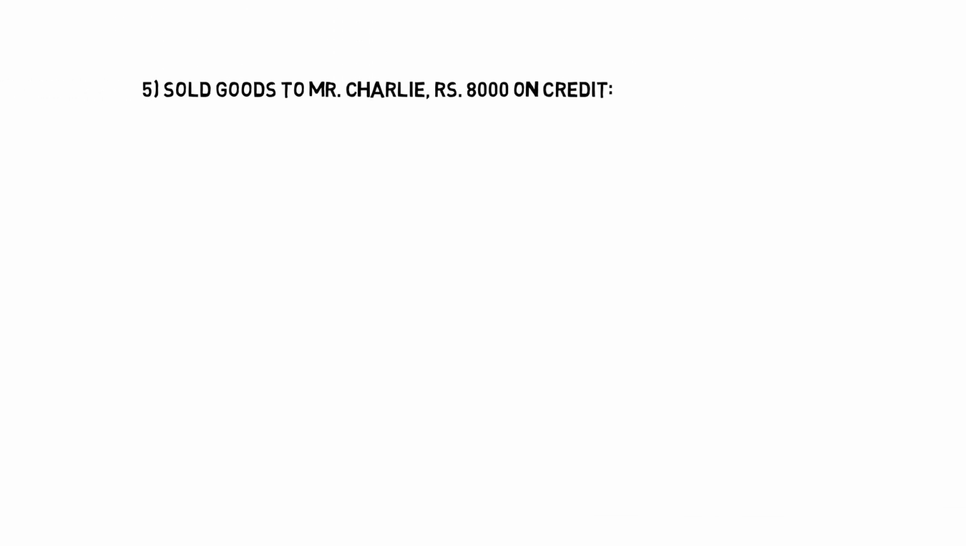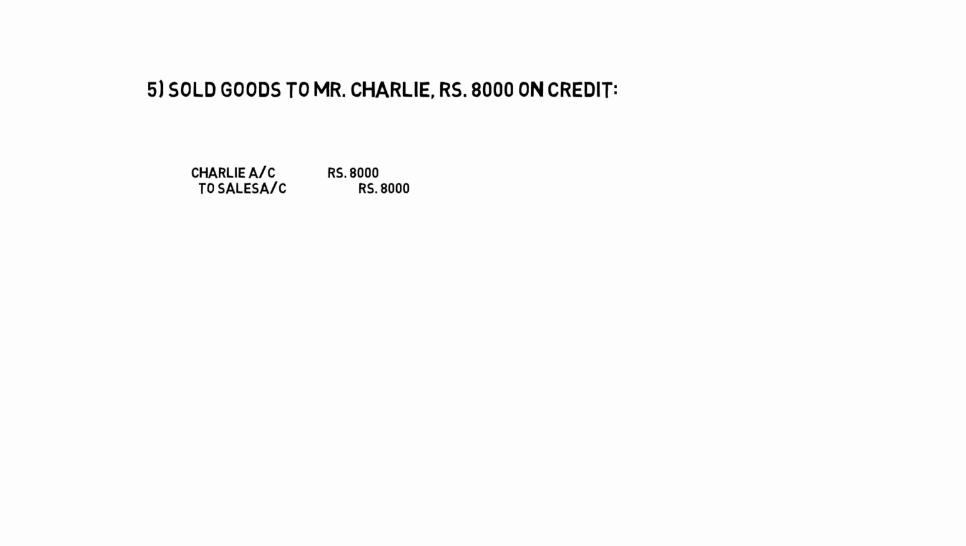So in the fifth one, you can see that you have sold goods to Mr. Charlie rupees 8,000 on credit. So Charlie account debit rupees 8,000 to sales account rupees 8,000. So Charlie's account here is being debited because Charlie as a person is being identified as a debtor. A debtor is an asset to the business because they owe you money which they will repay in the future, and sales have increased in the business because you have just sold a portion of asset to Charlie.